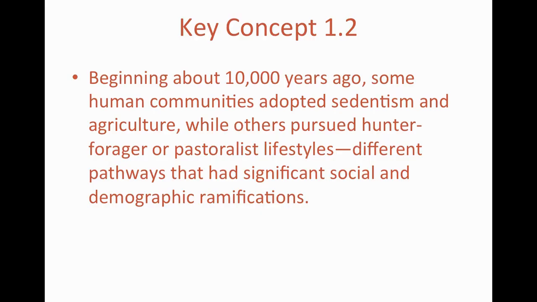All right, key concept 1.2. Again, this is the broad concept, and then you'll have sub-concepts after this. So beginning about 10,000 years ago, some communities adopted sedentism and agriculture, while others pursued hunter-gatherer or hunter-forager and pastoralist lifestyles, different pathways that had significant social and demographic or population ramifications. We're talking about the Paleo, the Neolithic civilizations here.